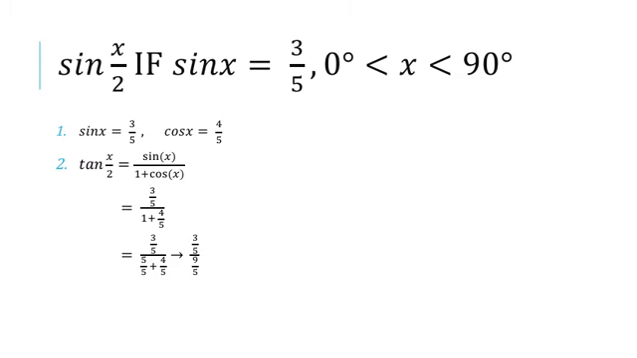Again, when dividing by fractions, you must flip the denominator and multiply by the numerator, giving us 3 over 5 times 5 over 9 is equal to 15 over 45. We can divide both the numerator and the denominator by 15, leaving us with 1 over 3 as our tangent value for the half angle.